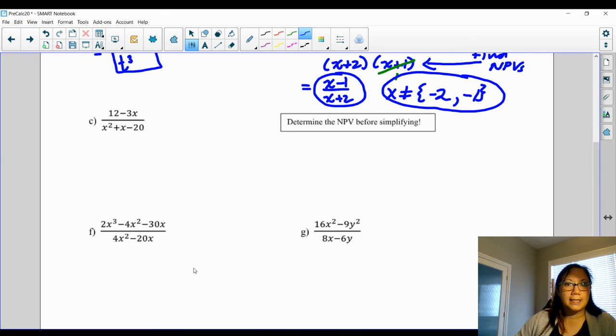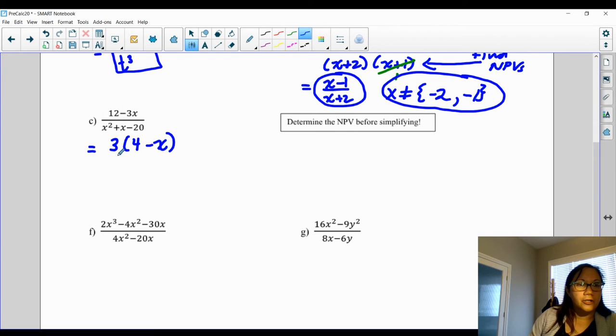Okay, so let's take a look at C. Okay, I'm going to try and factor the top. Now I do have the ability to factor the GCF here. So if I factor a GCF of 3, I get 3 times 4 minus x. And then in the denominator, I have a trinomial and it is factorable. So I have x plus 5, x minus 4 as my 2 factors there. Now I need to see if I have any common or opposite factors. And I do. 4 minus x is the opposite of x minus 4.